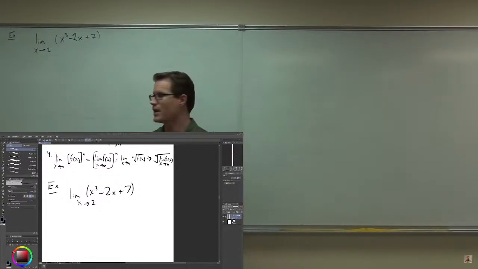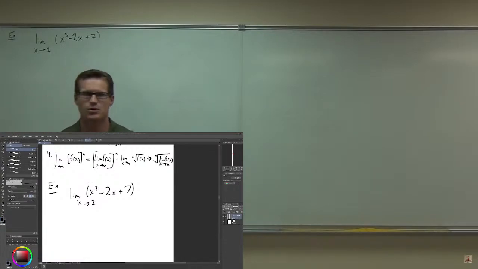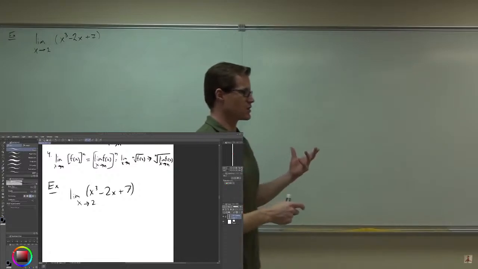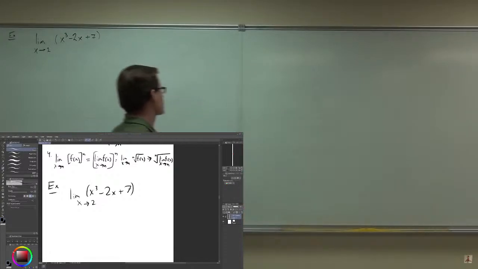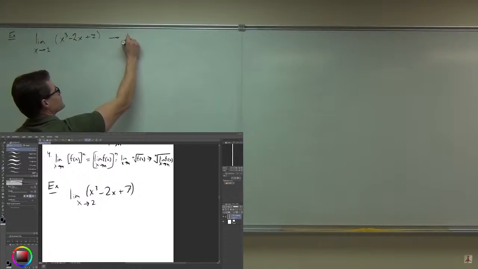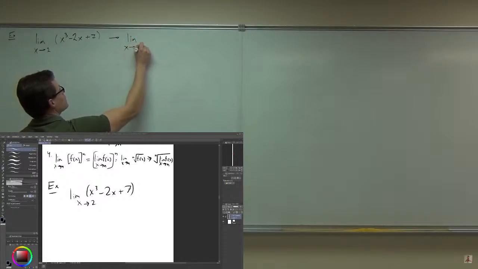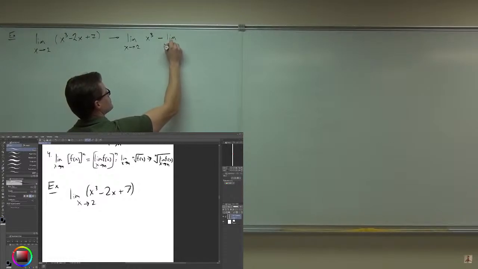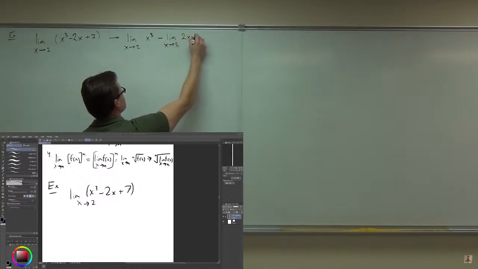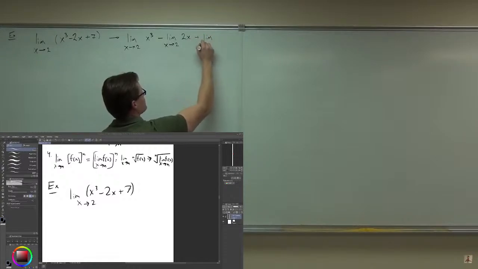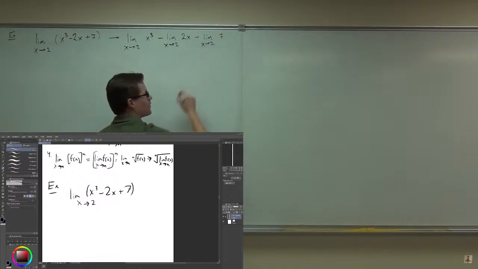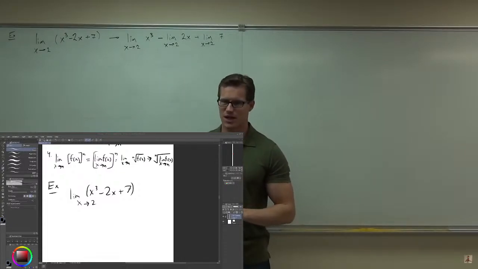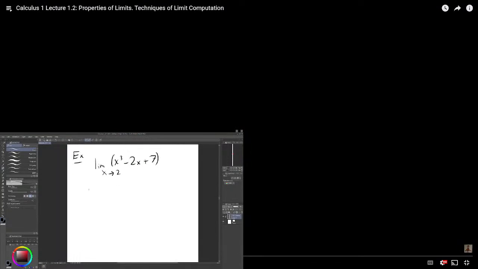So here's what we can do. If we look at this and say, okay, limit as x approaches 2 of this function, the first thing I know is that I can separate limits by addition and subtraction. You with me? So this can become the limit as x approaches 2 of x cubed minus the limit as x approaches 2 of 2x plus the limit as x approaches 2 of 7. Now, a lot of people are going to ask, do I have to put the limit as x approaches 2 every time? Yes. Okay.